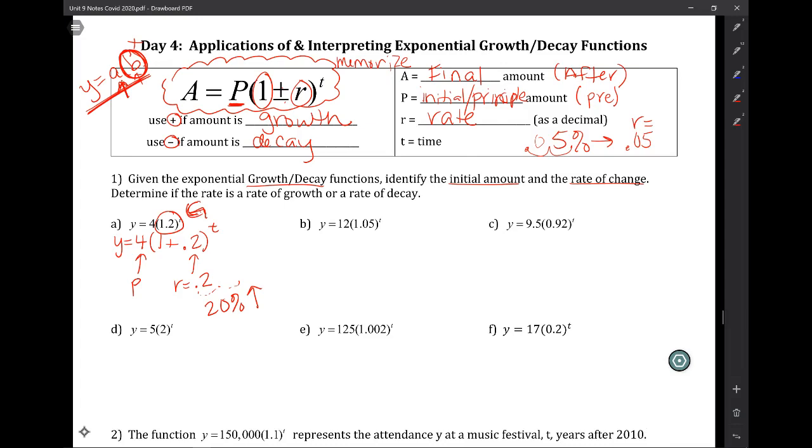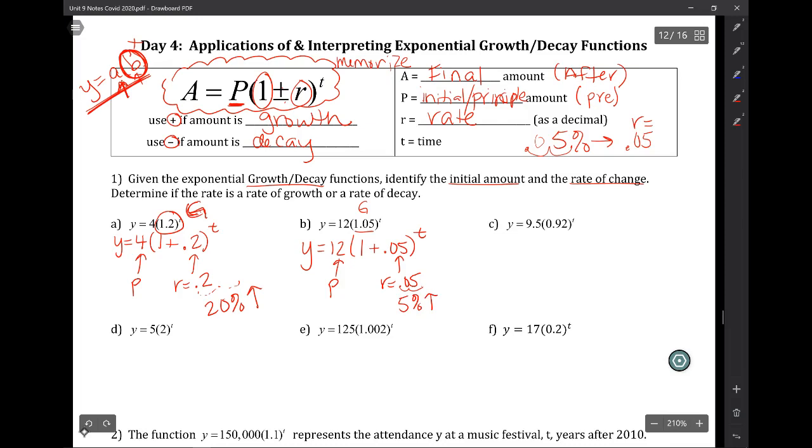So let's do another one where the base is greater than 1. So this is growth again because notice 1.05 is bigger than 1. So 1 plus 0.05t. So now it looks just like the formula at the top of the page. 12 is our initial amount that we're going to start with. 0.05 is our R. And so if I want to convert that to a percent, that would be 5% growth.